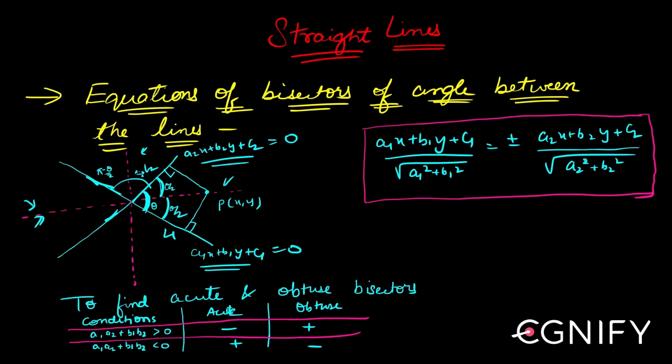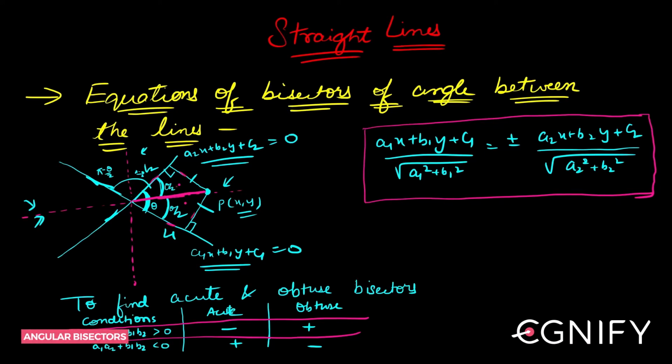So take a general point on the angular bisector, let its coordinates be x and y. Now, if it is an angular bisector, it has to be equidistant from both the lines. That is the condition. Why should it be equidistant? Because these two triangles are congruent. So which two triangles are congruent? Let's see. This side is common to both this triangle and this triangle, right?